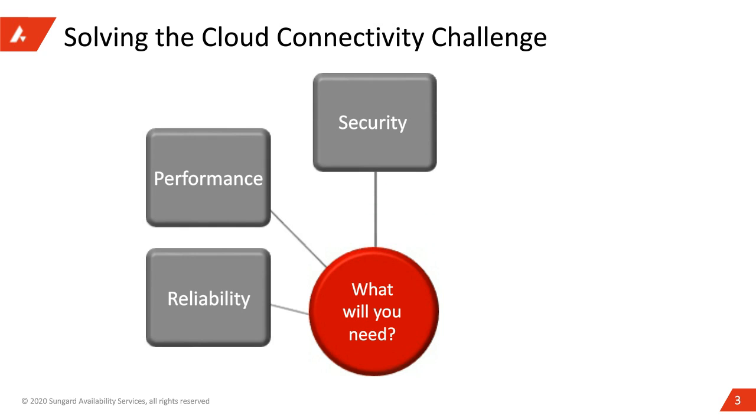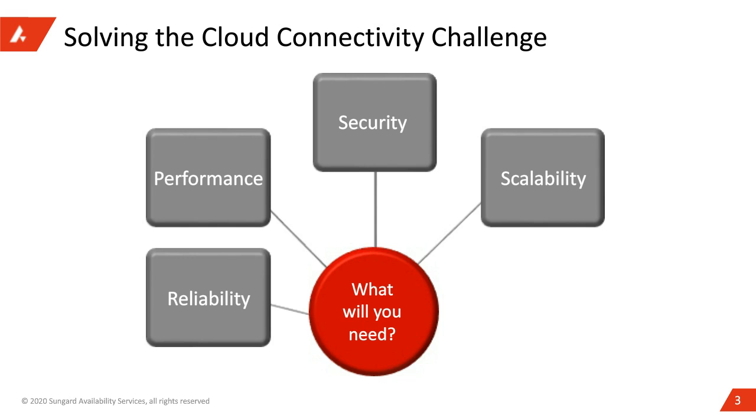Third is security. I think we can probably all agree at this point that relying on traffic going over the open internet is not exactly the most secure option. So instead, again, you need that private network connection that's going to help you enable both encryption of your traffic as well as isolate your traffic.